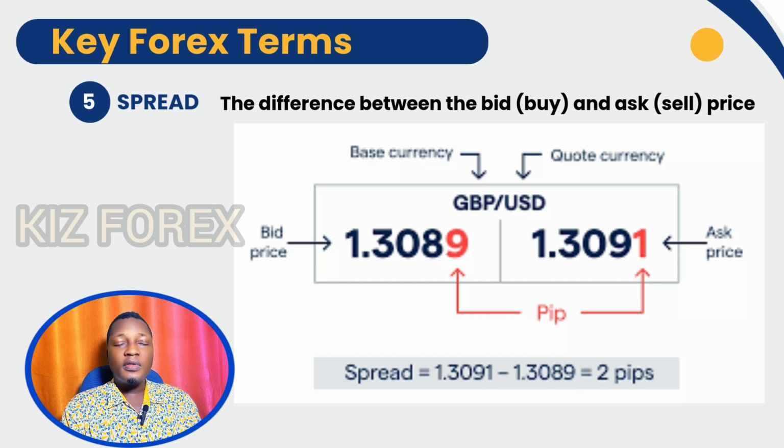Now, if you want to get the spread, you minus 1.3089 from 1.3091. When you minus that, you'll be getting 2 pips. So this is how you get your spread. The difference between these two, which is these 2 pips, is actually the spread of the market. So the difference in the prices is known as the spread.